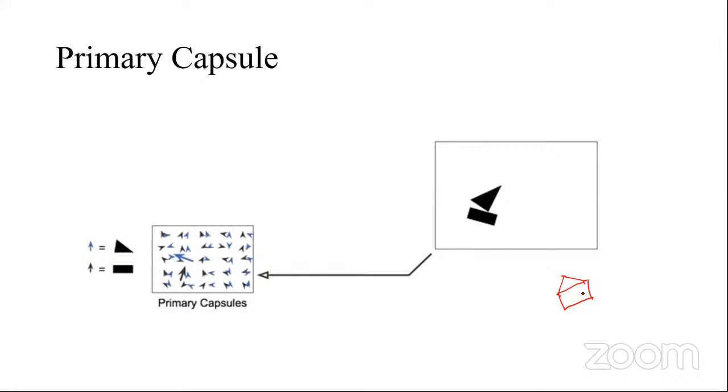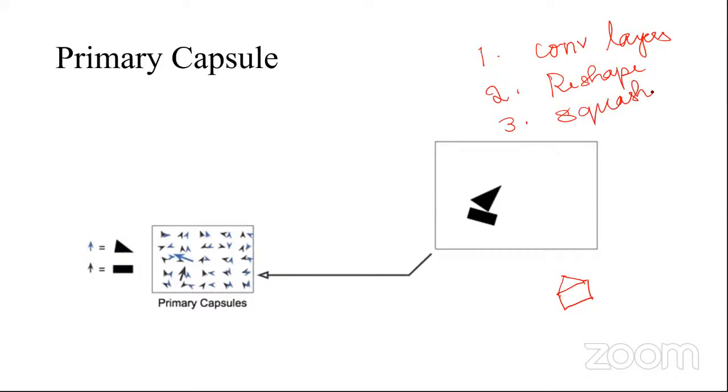So here, first, we are using a couple of convolutional layers. Second, I need to reshape the vectors. That's what we have seen: reshape and squash. Third, I need to squash. These are the main steps of your capsule network. All three together will result in our primary capsule. This is how the primary capsule will look. It has small arrows and a lengthy arrow, and the lengthy arrow represents the presence of an object.